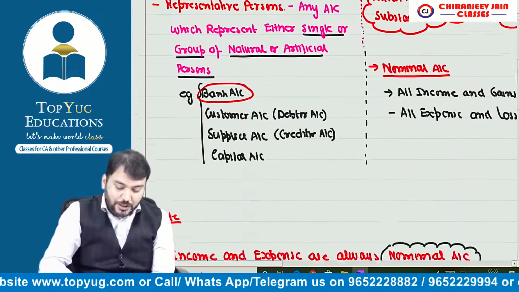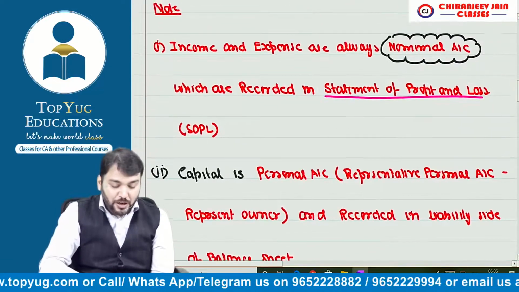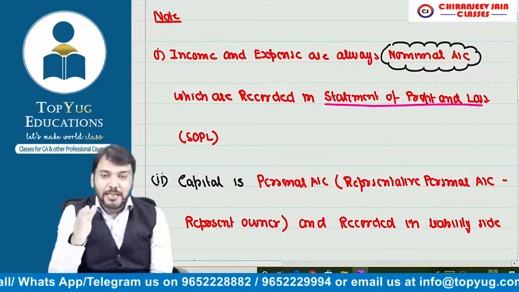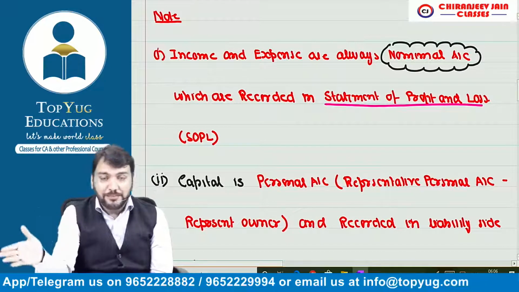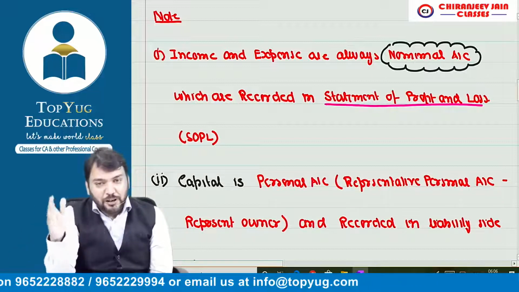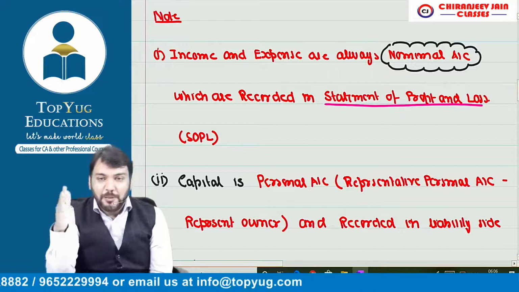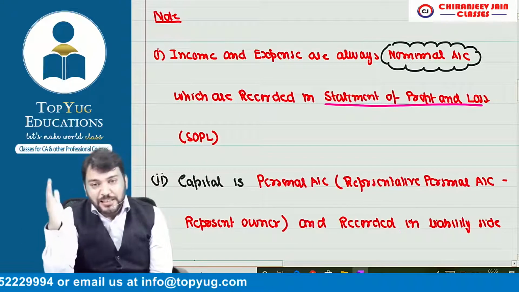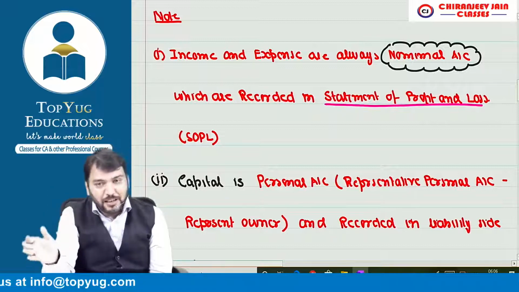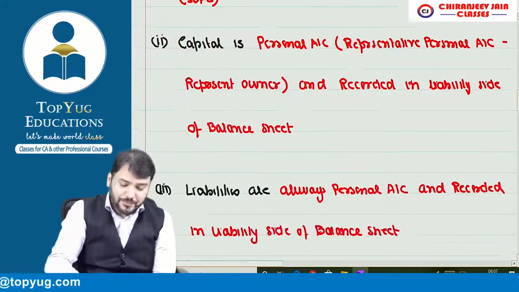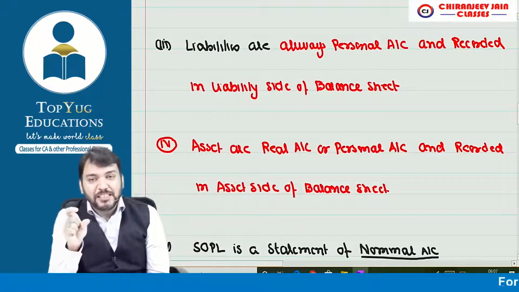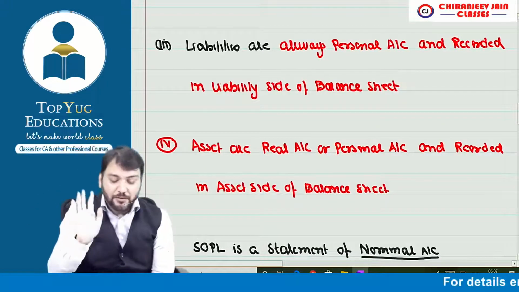Correct. Then we did some notes. Income and expense are always nominal accounts that will be recorded in the statement of P&L. Assets can be real or personal accounts, recorded in the balance sheet. Liabilities will always be personal accounts, recorded in the balance sheet. Capital is always a personal account, recorded in the balance sheet. Means the statement of P&L is a statement of nominal accounts, and the balance sheet is a statement of real and personal accounts. This much we have done.